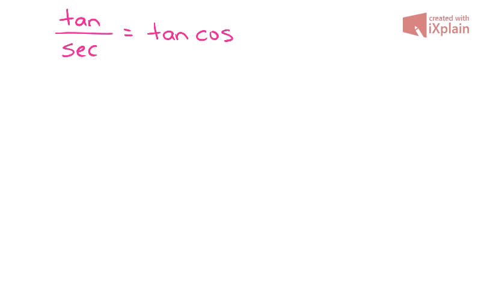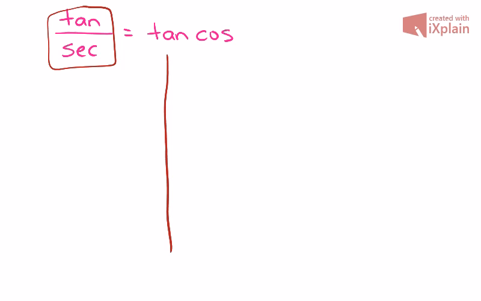Okay, we're on the next problem. We have tangent over secant equals tangent times cosine. I'm going to go ahead and draw a line right down the middle. Everything on the left is going to be this part, and then everything on the right will be the tangent times cosine. Tangent, that's on your identity sheet.